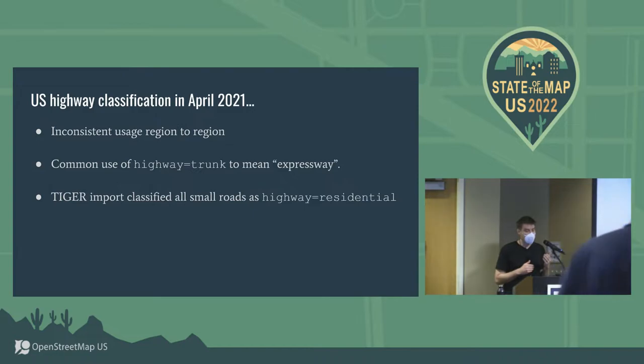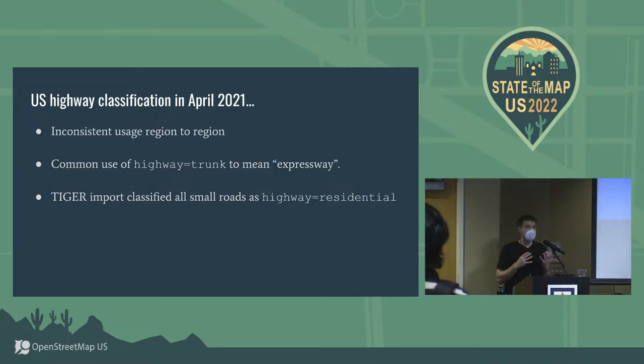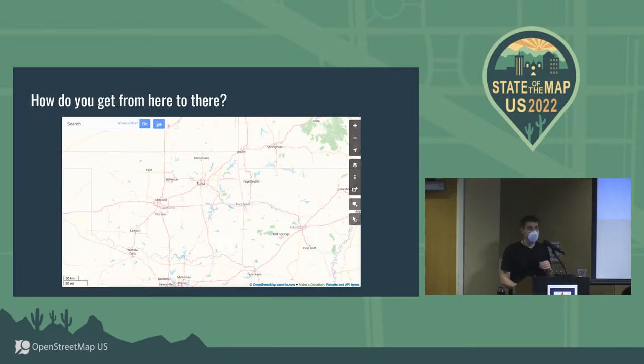And compounding that, partially due to that British language translation into American English, there became this convention of using the highway trunk tag to indicate what we call expressways, or roads that are divided, high speed, but not quite motorway or interstate construction level. So they might still have an intersection here or there, but they're a high speed road. And at the opposite end of the spectrum, the Tiger import of a decade ago classified all small roads as highway residential, just compressing the number of levels in the road hierarchy. Really confusing things when routers are trying to make decisions of which one to take.